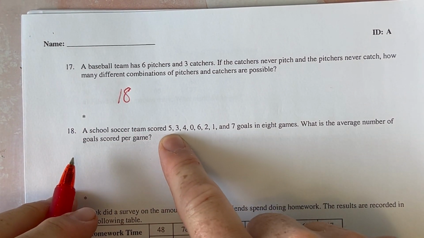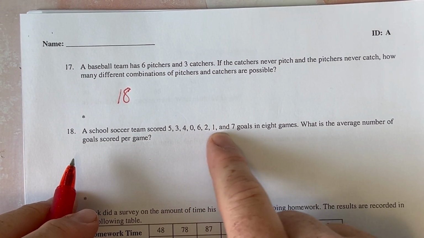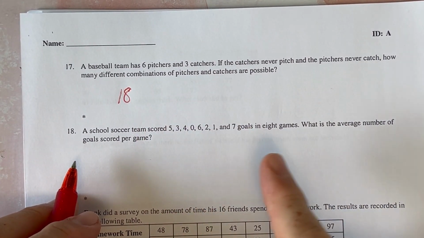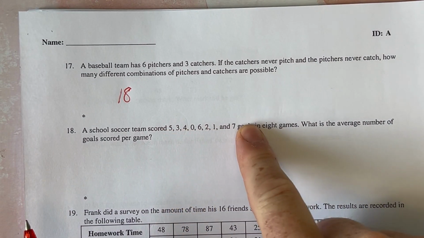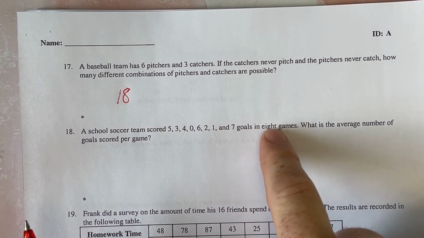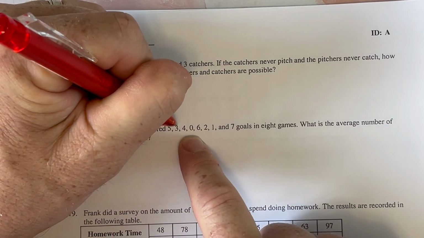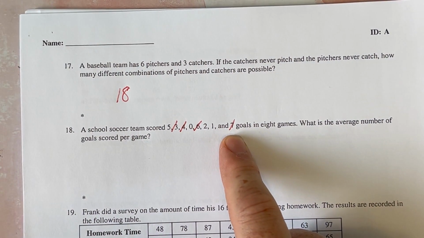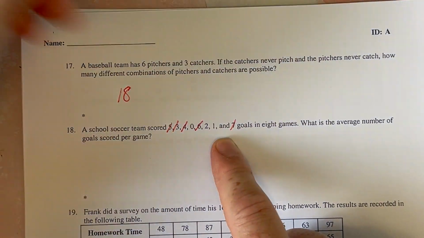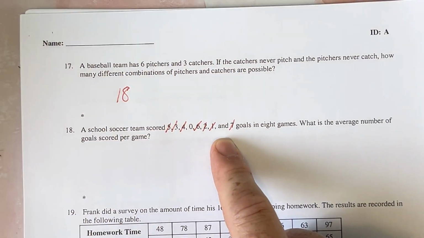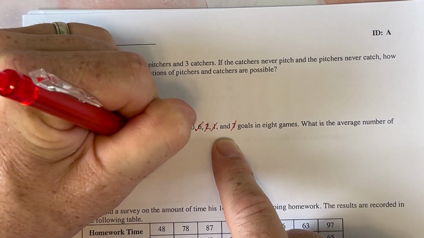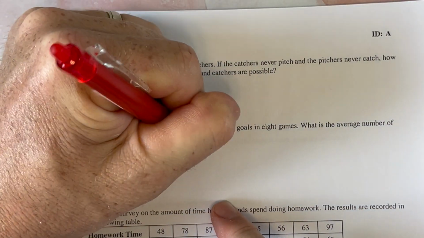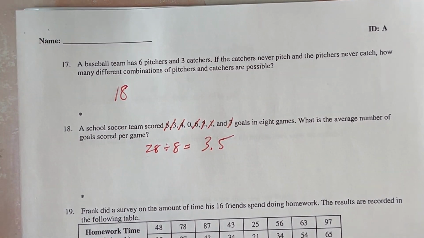School soccer team scored 5, 3, 4, 0, 6, 2, 1, and 7 in 8 games. What's the average goals scored per game? Calculate the average or the mean: add up the total, and divide by the number of numbers, which is 8. So 6 and 4 is 10. 7 and 3 makes 20. 25, 26, 28 goals. So 28 goals divided by 8 is 3.5. So you would say 3.5 is the average goals per game.